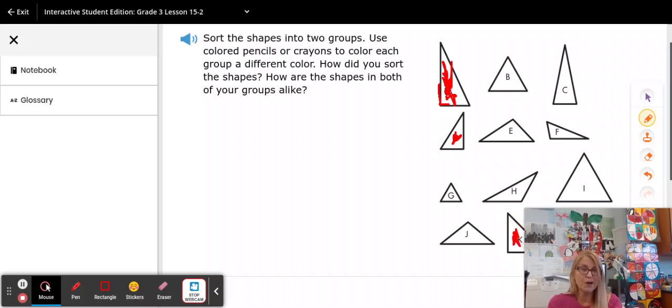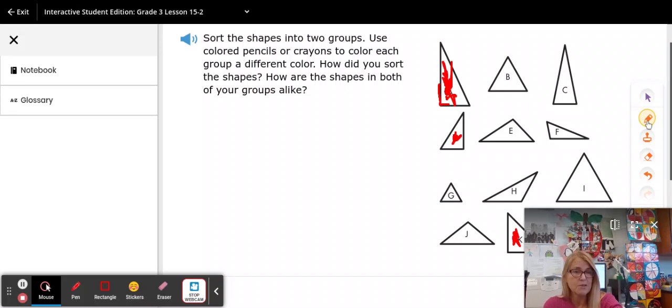It's very hard to color with these manipulatives on this, but you can color neatly. So you should have colored shape A, and shapes D and K. Those are all right angle triangles. You can test that by putting a piece of paper in the corner and it will fit like a puzzle, and you have a right angle. All the other ones are not right angles. So that's how we are classifying these: right angles and not right angles.